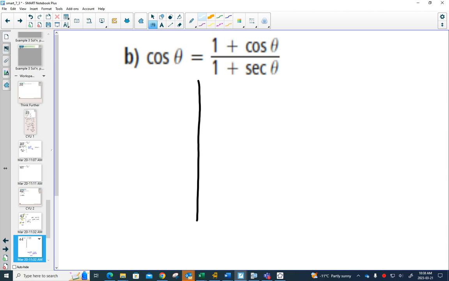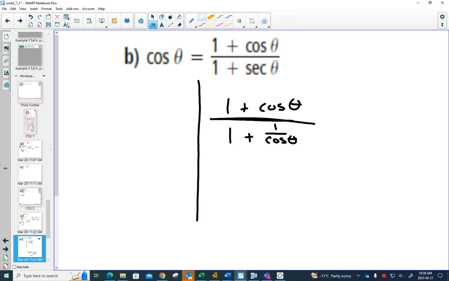And again, I look at this one, and on this side, I would decide to change the secant to 1 over cos. Now, same as before, now we have fractions inside of fractions. Our goal then is to get a single fraction in our numerator, a single fraction in our denominator.